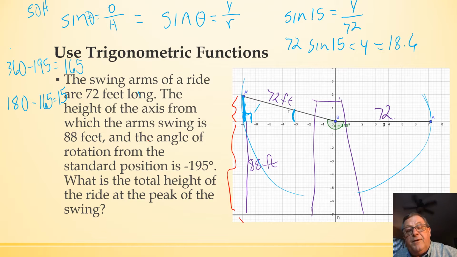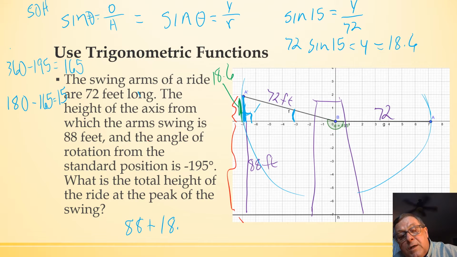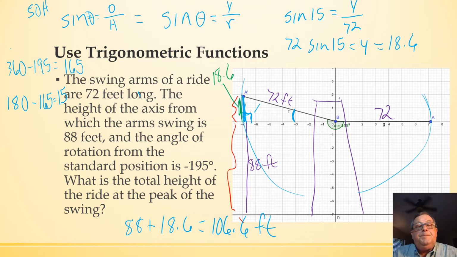No, because I got 88 feet from the ground. So my total height then is 88 plus this portion right here, which we have said is 18.6. So 88 plus 18.6 would give me the total height of that ride at the peak of the swing. And so what's that going to be? 106.6 feet.